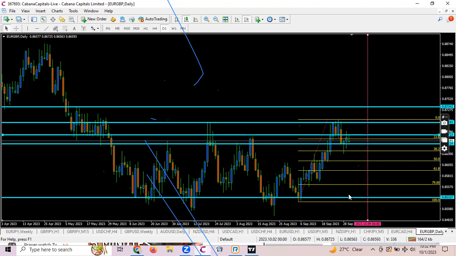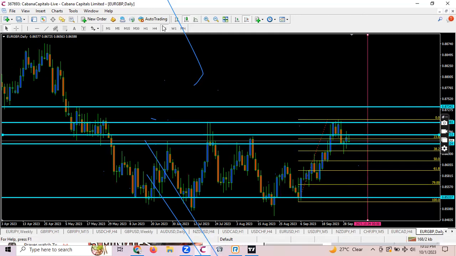So if your bias for the day is bullish, you want to see price push down to a discount level before you buy. But if price is at premium, you can't buy. And if your bias is bearish and price is at discount, you don't want to sell at discount. You want to see price push up to a premium level before you sell. I hope that is clear.